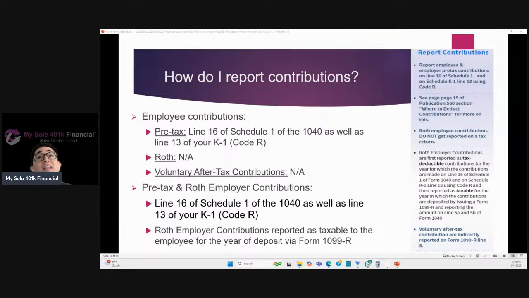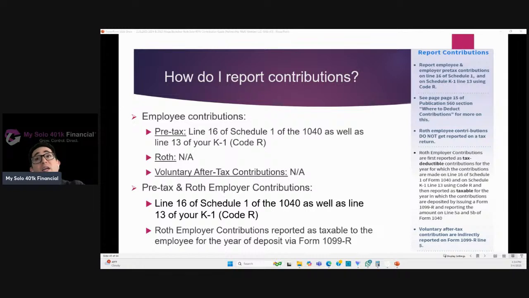So when you make that mega backdoor Roth contribution, it's a two-step process. You first deposit to an after-tax account, and then the funds are moved either to a Roth solo 401k or a Roth IRA. So that first step, as we're learning, is not reportable. But the second step, when you move the money either to a Roth solo 401k or a Roth IRA from that voluntary after-tax solo 401k sub-account, that second step to transfer to a Roth, that is reportable. So that subsequent step is reportable on a 1099-R.